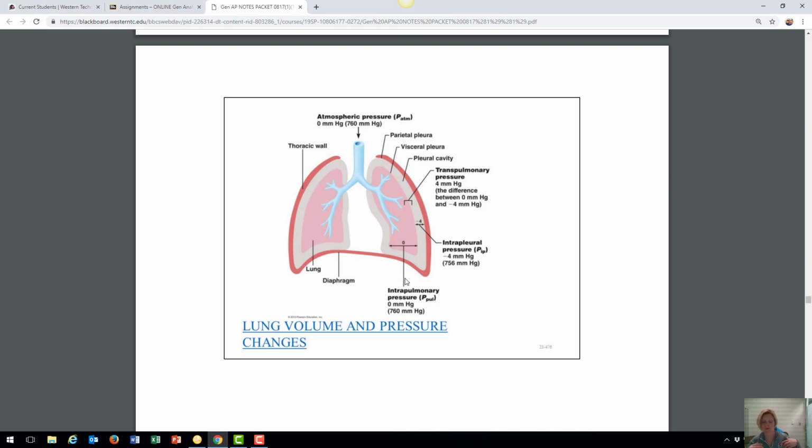But in order to move air in, we need to drop the pressure because air always moves from high pressure to low pressure. So if we want air to move in the lung, we have to drop this pressure by changing the volume of the lung, and that's the job of the muscles that control breathing. So we'll watch this little animation here.